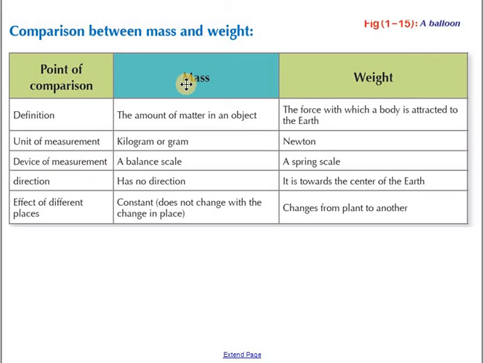Device of measurement: the mass has 4 devices to measure it, like the balance scale, but the weight has 1, spring scale. The direction of mass: the mass has no direction, but the direction of weight is towards the center of the earth. And last, the effect of different places. The mass is constant, doesn't change with changing the place. The mass is a fixed value, but the weight is variable, changes from one planet or one place to another.